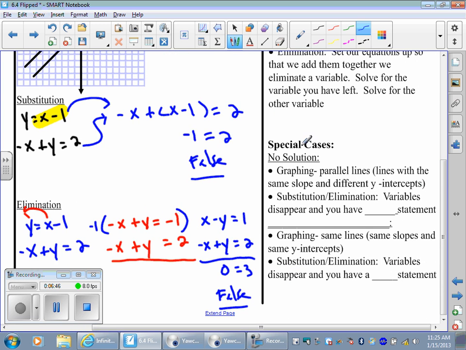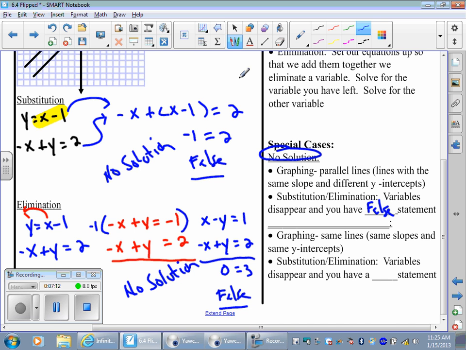So, no solution is a special case. With substitution or elimination, your variables disappear and you have a false statement. So when your variables disappear and you have a false statement, you interpret that as no solution. So our answer here, just like in the graphing method, is no solution.